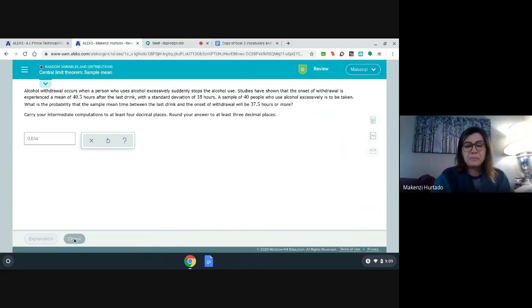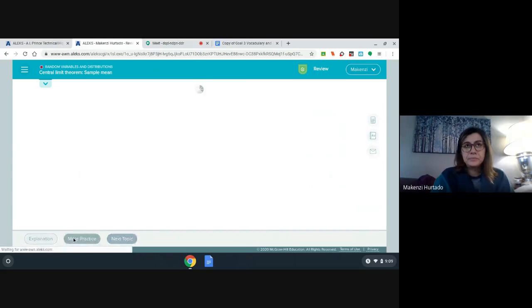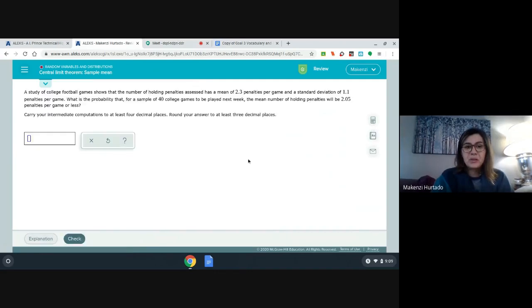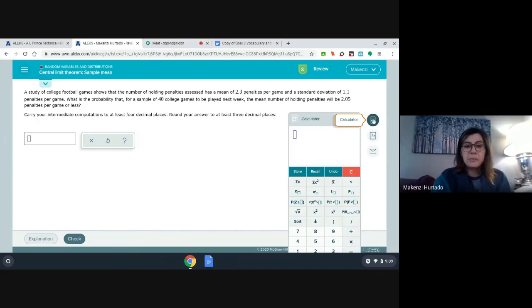Let's try one more. So a study of college football games showed that the number of holding penalties assessed has a mean of 2.3. That's our given mean. Standard deviation is 1.1. What's the probability for a sample of 40 college games to be played next week that the mean of the holding penalties will be 2.05 or less?